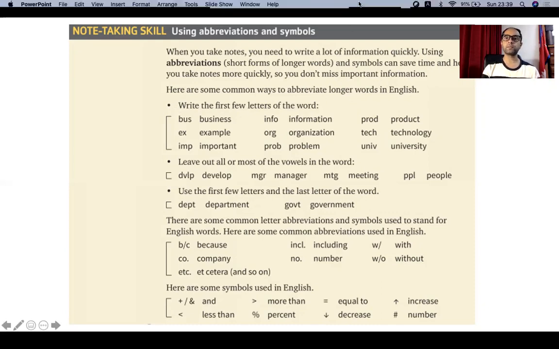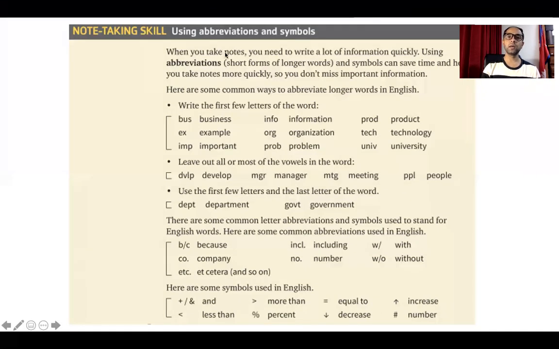First strategy to abbreviate the word is write the first few letters of the word. For example, if you hear business, write BUS. Example could be EX. If you hear important, write IMP. There's other information. Please read that by yourself.